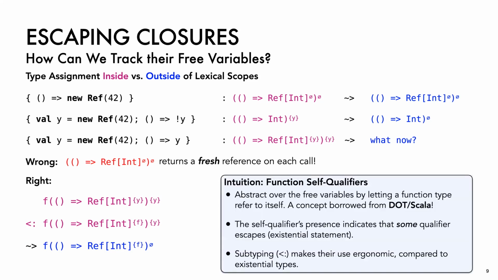And the intuition is that these function self-qualifiers are somewhat like abstract types in DOT and Scala. And the presence of these qualifiers indicates some qualifier escapes, but it's not clear which one. It's kind of like an existential statement or existential qualifier. But we are using subtyping to make using these convenient, because everything is automatically converted as needed and there is no user interaction required.